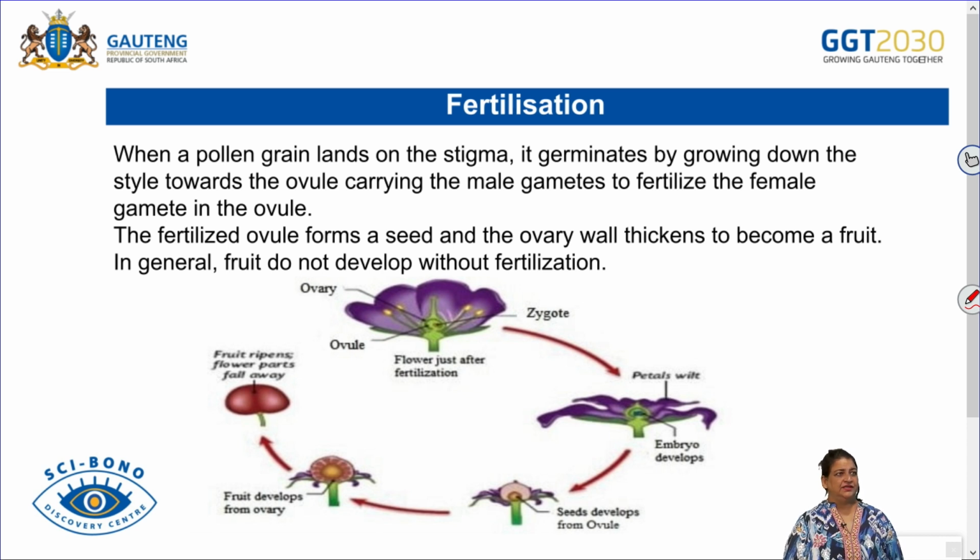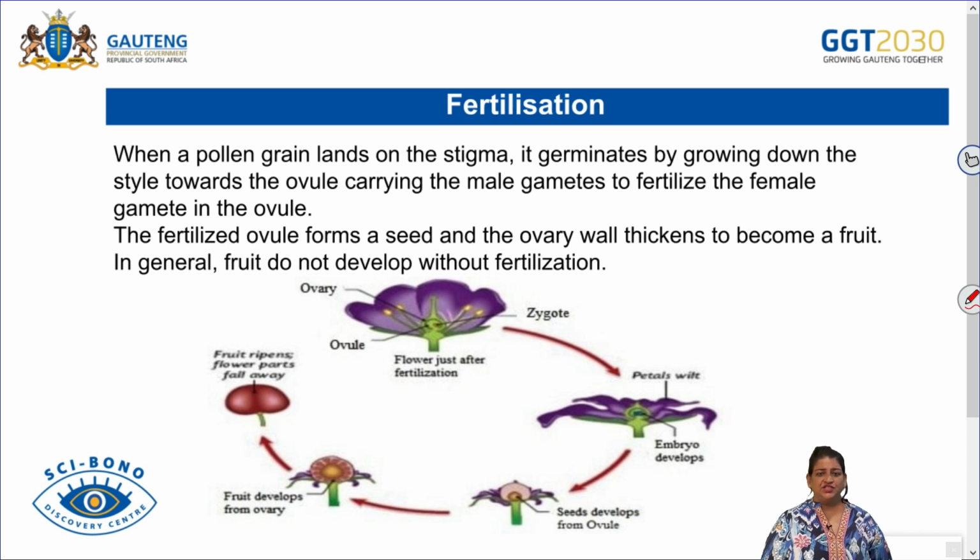Now fertilization. So now it's pollination. After pollination, we speak about fertilization. So what is fertilization? It is when the nucleus of the male gamete of the pollen grain fuses with the nucleus of the female gamete to form what we call a zygote, which will divide mitotically. Remember mitosis you learned in grade 10. It will divide mitotically to produce many cells which will now form a new plant.